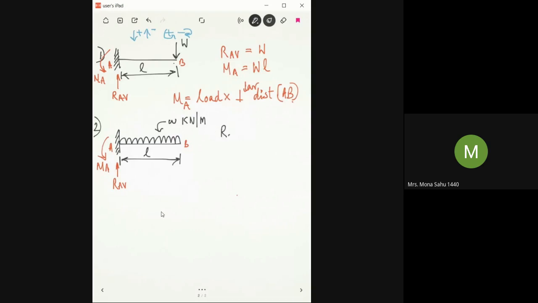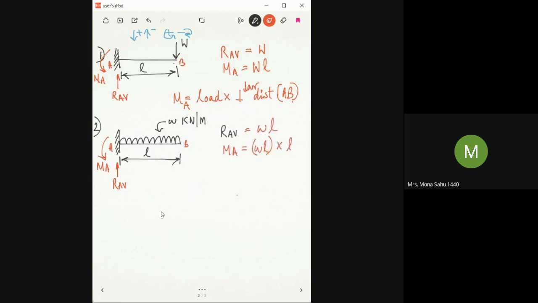RAV is equal to W into L. Okay, so W kilonewton per meter. So how many meters are there? L is the meter, so W into L. Okay, what about MA? What will be the value of MA? Load. What is a load? W into L is a load. What is the perpendicular distance?